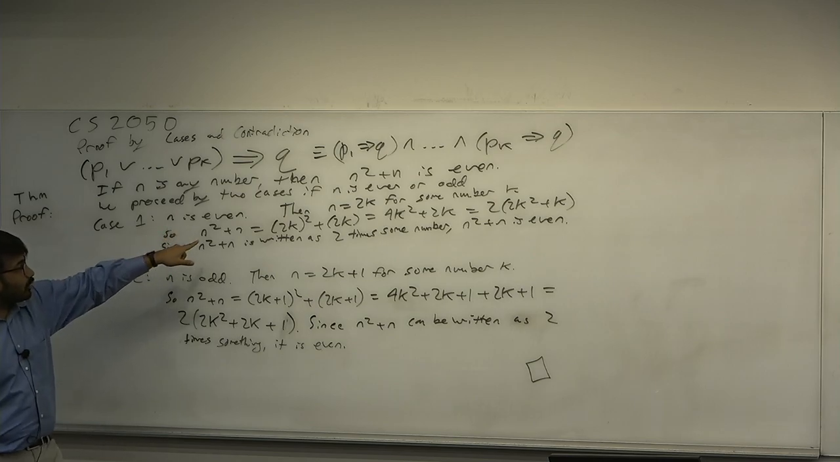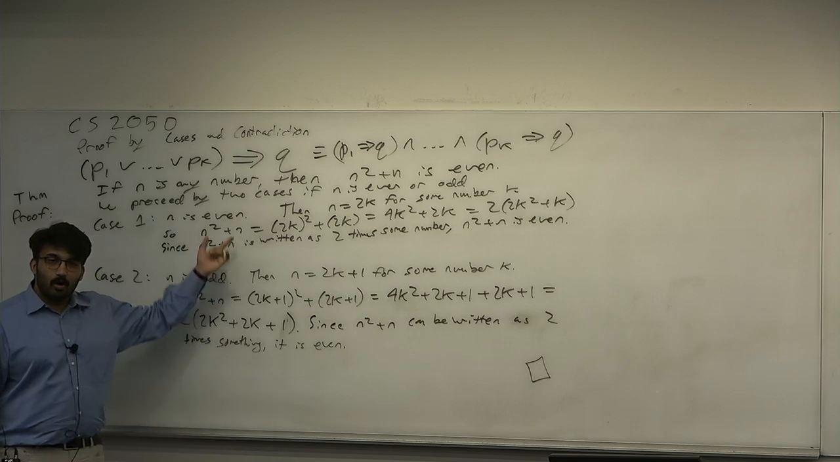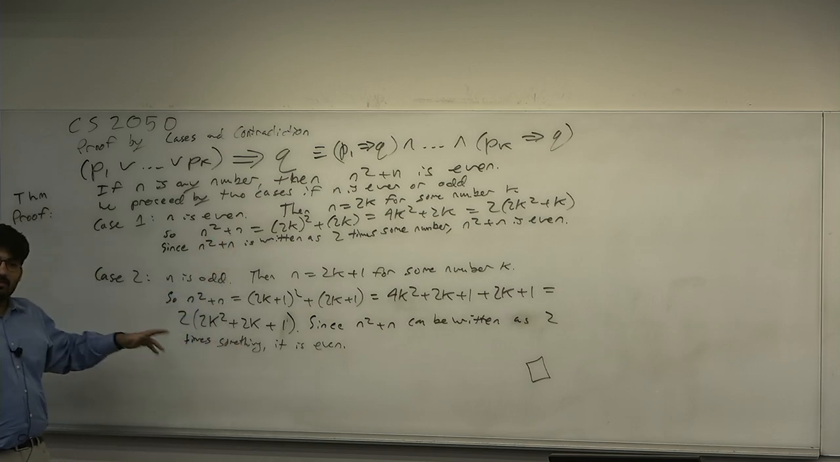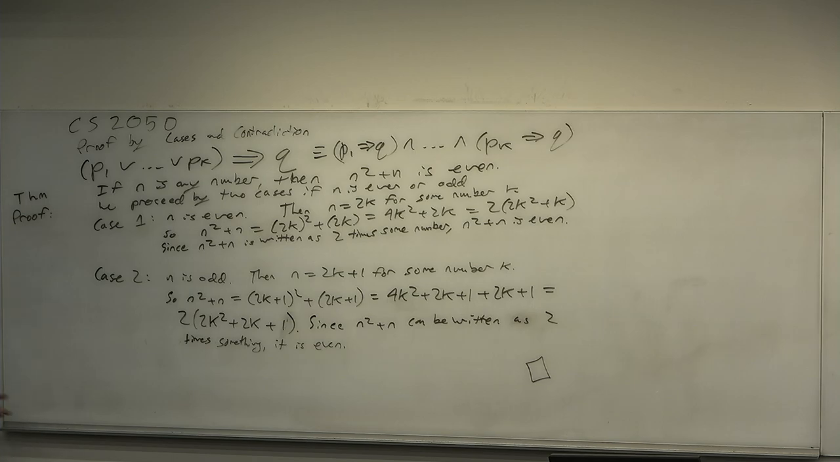Now notice that n squared plus n is even in both cases. So it doesn't matter if n is even or odd, because it's true when n is even and it's true when it's odd. So it's true when n is any number. But it's even for different reasons. The math works out slightly differently, but in both cases, it's even.